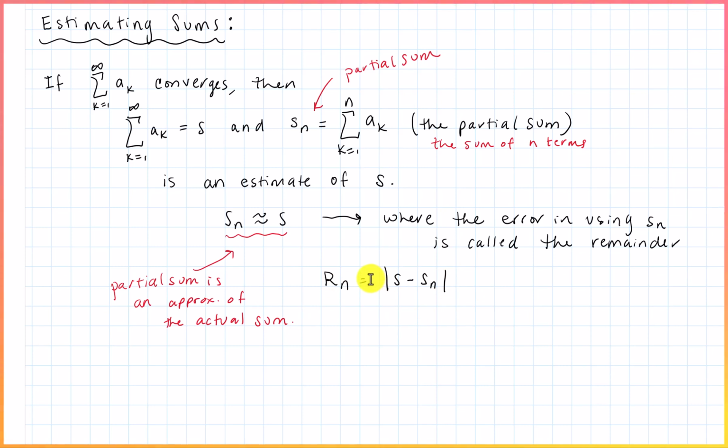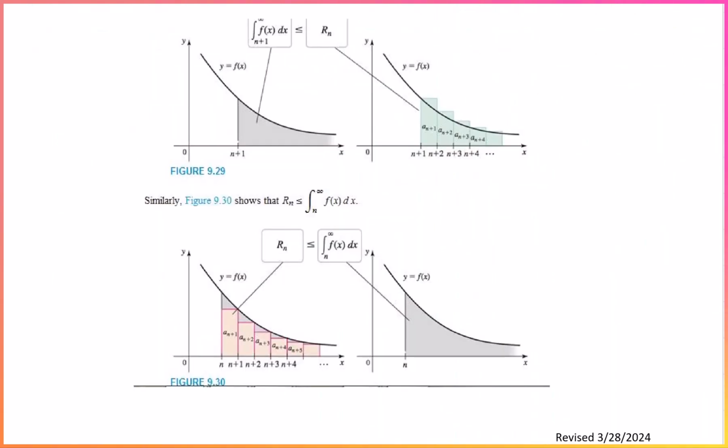Okay, so let's take a look at using remainders and the integral test together. Here on the screen, you can see the integral of a function and the idea of the remainder. Remember, a remainder is the difference between the actual sum and the sum of the first n terms. So if we've added up the first n terms, then we have the n plus 1 to infinity terms left to add up. That's what the remainder represents.